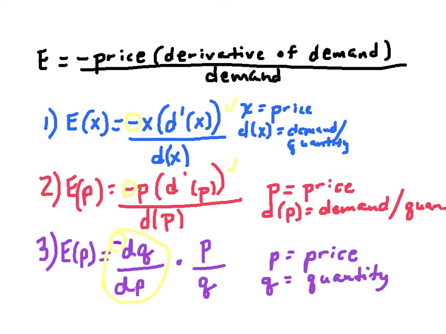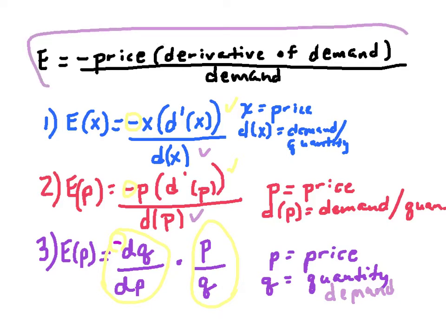P over Q is simply going to be the price over the quantity, or the price over the demand function. And we know that our demand function is simply that function that we're looking at on the denominator of each of the first representations for elasticity, D of p and D of x. So regardless of how you choose to write it, you need three important pieces. You need the price, you need the demand function, and you need the derivative of the demand function.